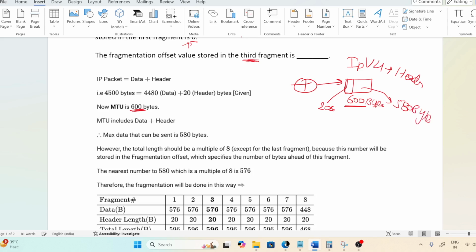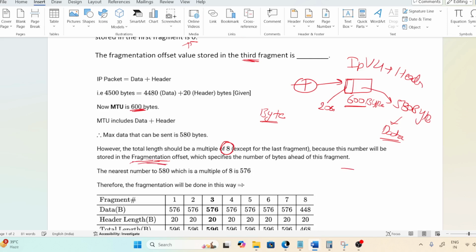So it can carry a maximum of 580 bytes of data in this packet. Now here we are dealing with a fragment offset, so we are dealing with bytes. We need everything in a multiple of 8. Why? Because here we are calculating the fragment offset.